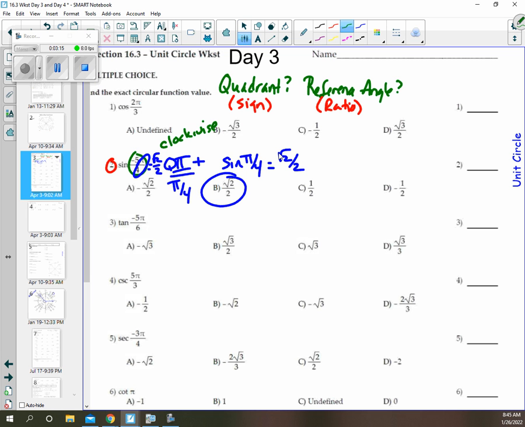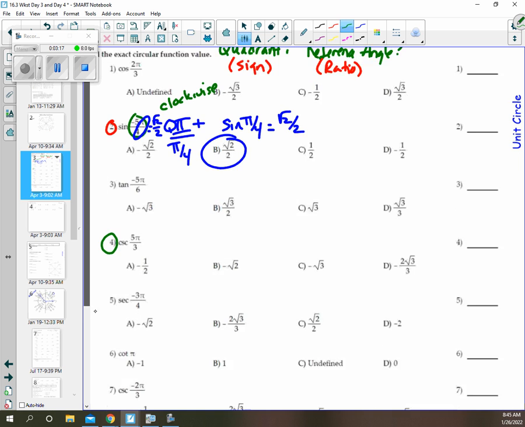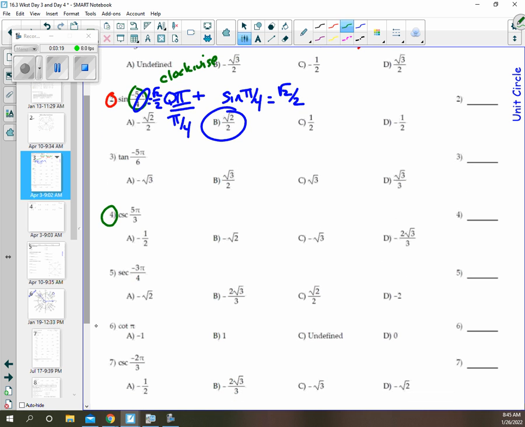All right, let's try a reciprocal one. So we're going to try to do a couple of each type of thing here. So cosecant, CSC. So which one is that a reciprocal for? Look back in your notes from yesterday. CSC, cosecant.